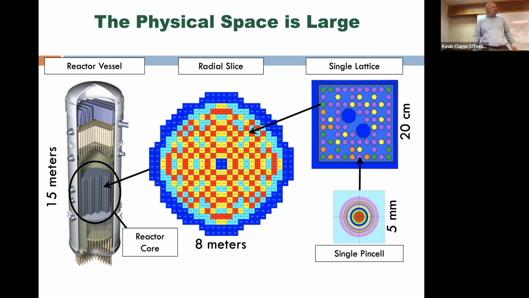When we look at the individual assemblies, that core is made up of all of these individual assemblies. Each one of those assemblies has a bunch of fuel pins in it. Assemblies are on the order of 20 centimeters. Each one of those fuel pins inside of the assembly is on the order of 1 centimeter, and it has cladding, and it has an air gap, and then it has your fuel.